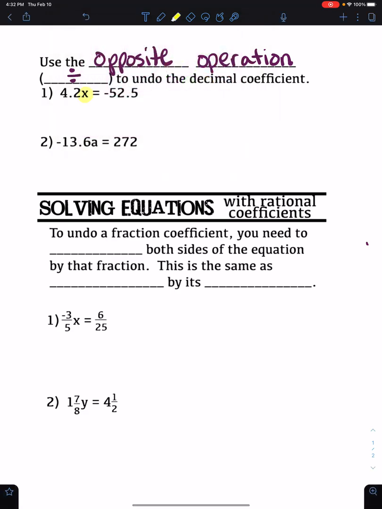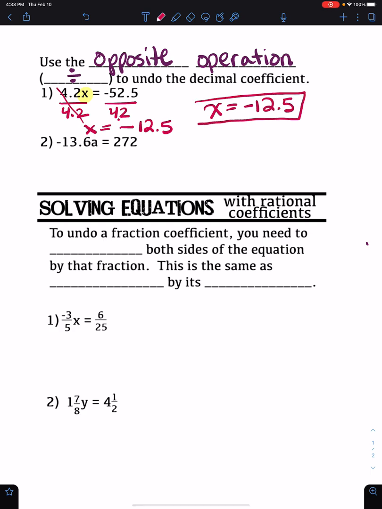Alrighty, we're going to look for the variable, ask ourselves what's happening to it. Since it's being multiplied by 4.2, the opposite would be to divide by 4.2. Whoops, forgot my decimal. And so we know that 4.2 divided by 4.2 is just 1, which leaves us with just x. And we know that a negative divided by a positive is a negative. And we can go ahead and use our calculator to do 52.5 divided by 4.2, which gives us 12.5. So the answer is x equals negative 12.5.